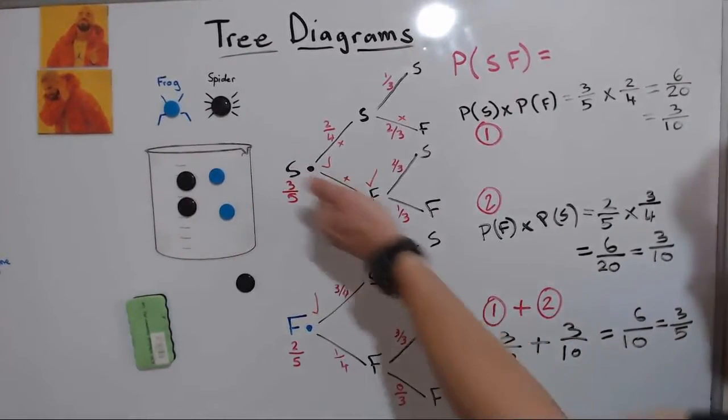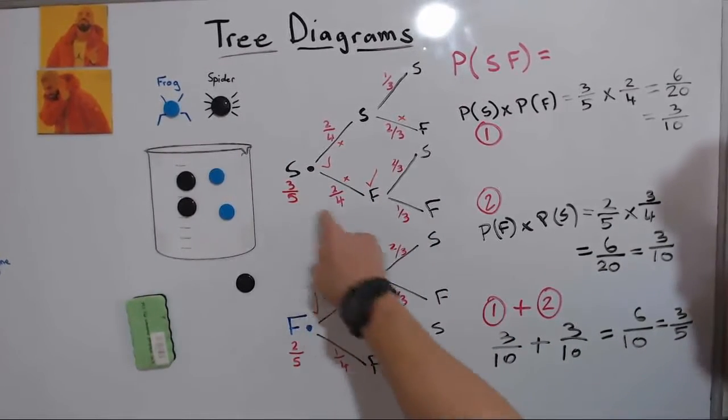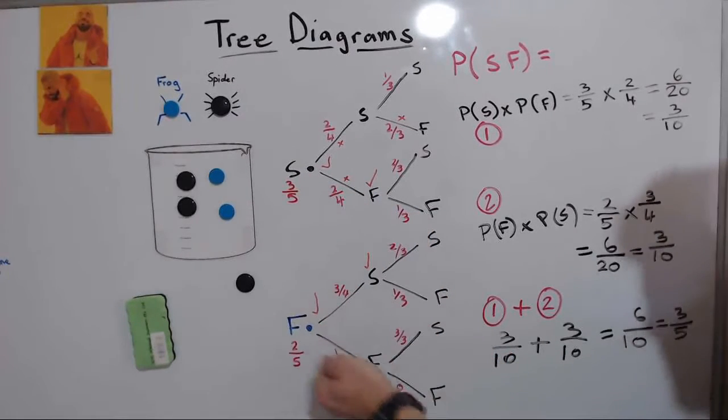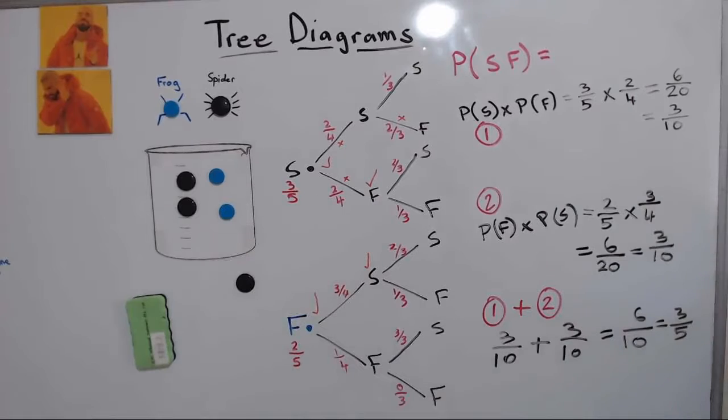So going along branches, I multiply. If there's multiple options, so I can go along this branch or I can go along this branch, and they're both acceptable, I add them. So adding options, timesing options.